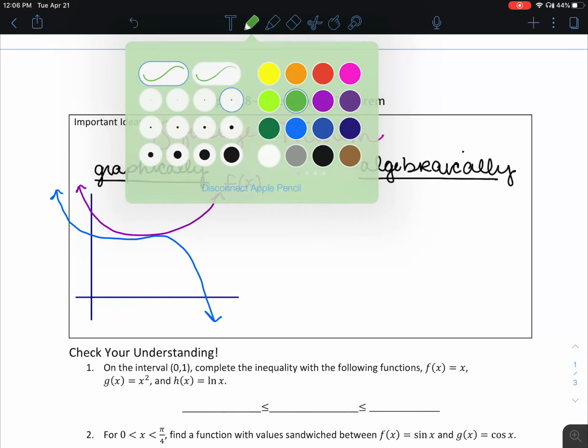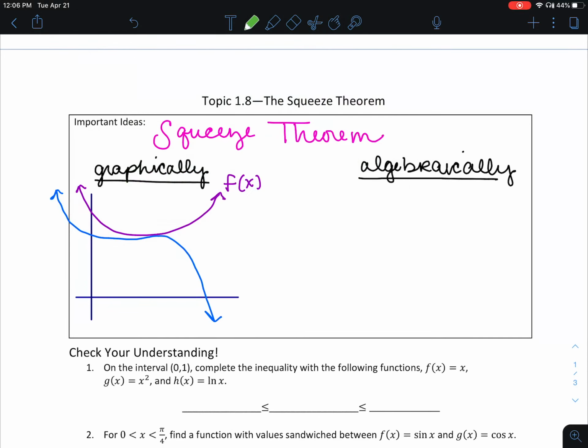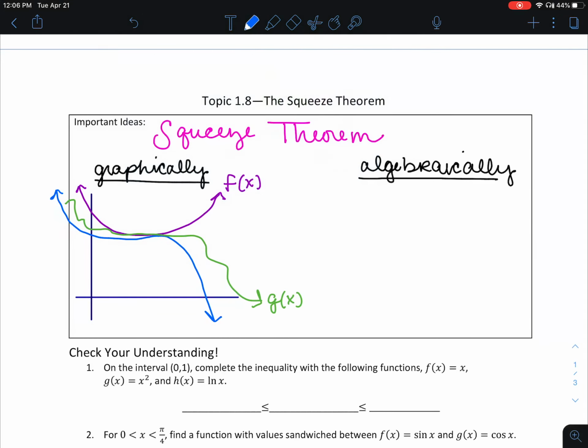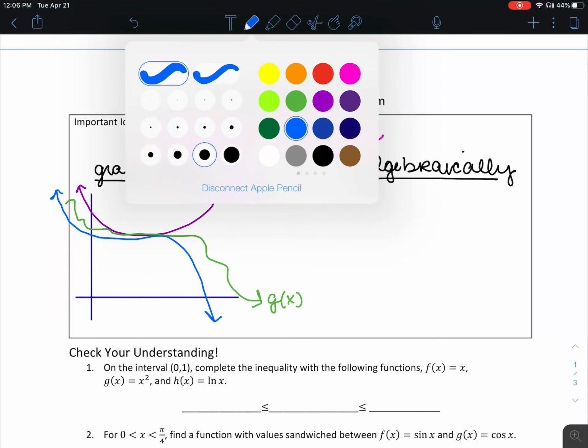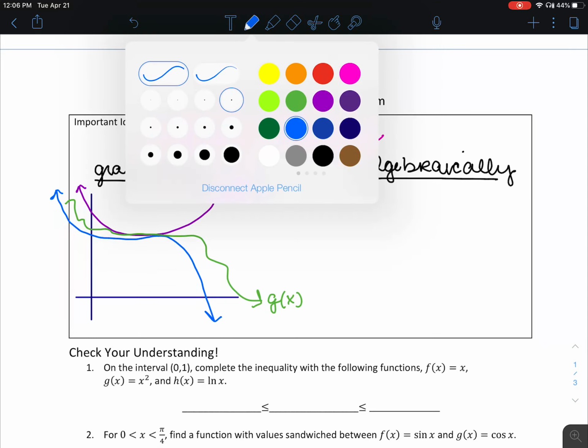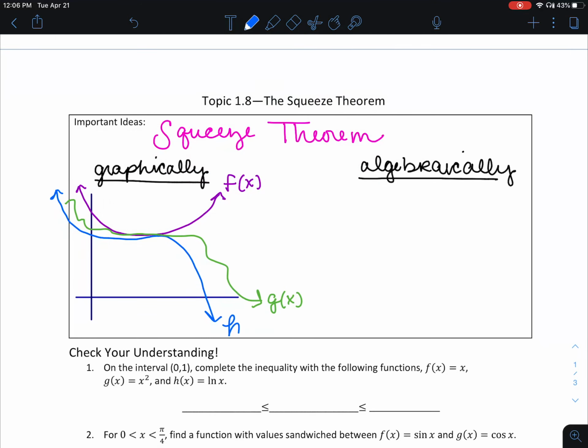We need one more function that we're going to squeeze. So we'll just wiggle that around. And who knows what that is, but we're going to call that one g of x. And the final one we're going to call h of x. Oof, what the heck happened there? Okay, a little. That was still giant. Sorry, guys. I don't know how that happens.